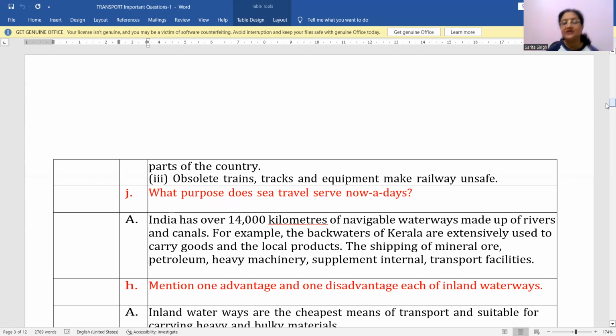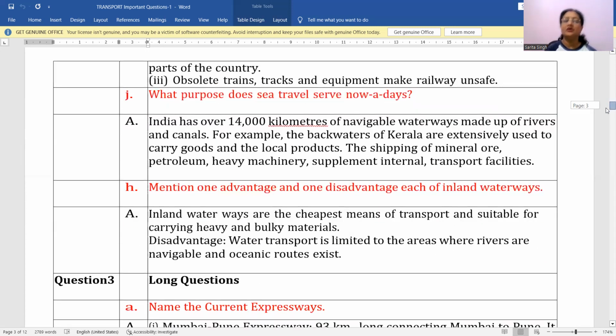Then what purpose does sea travel serve nowadays? India has over 14,000 kilometers of navigable waterways. This is made up of rivers and canals. For example, the backwaters of Kerala are extensively used to carry goods and local products. The shipping of mineral oil, petroleum, heavy machinery, and supplementing internal transport facilities, all these are being fulfilled by sea traveling, or you can say the waterways. They supplement the internal movement, right?